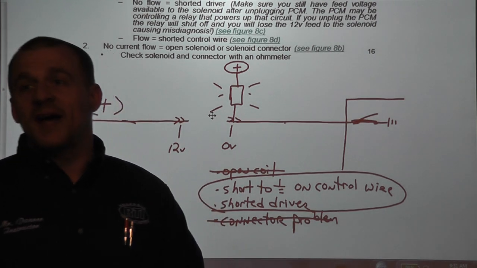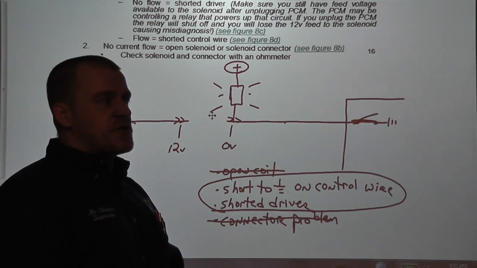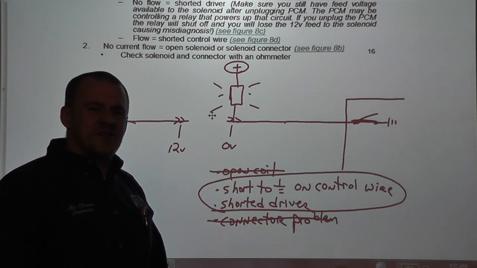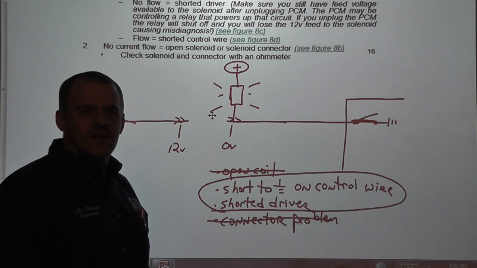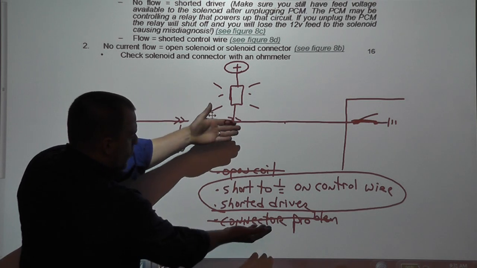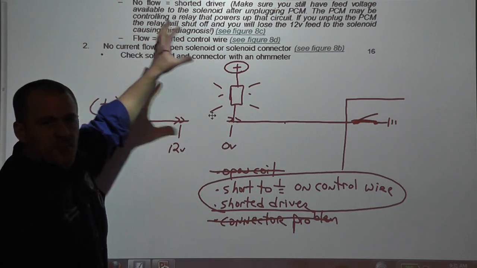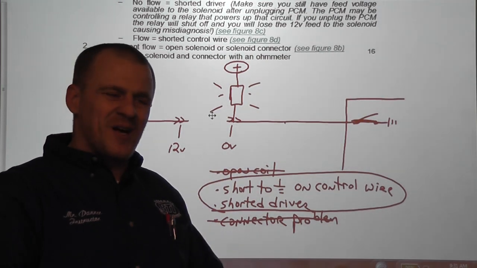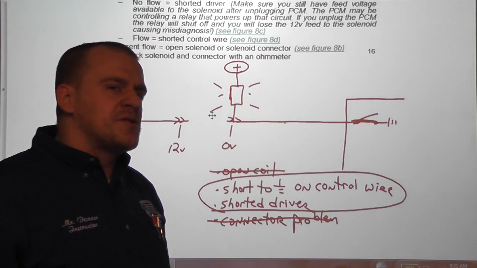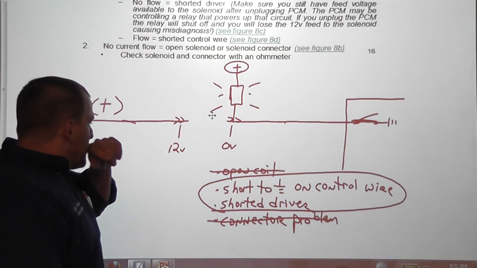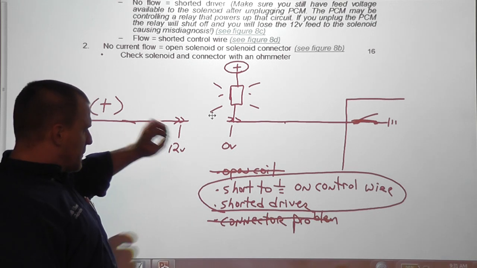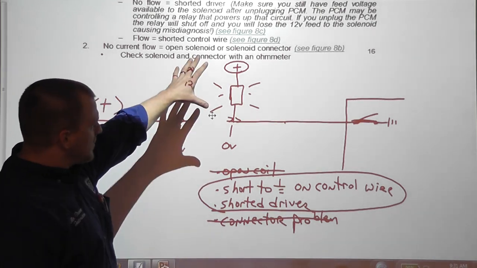So how do we address that? Let's say it was that. First thing is, if it was these two, we'd have current flow all the time, wouldn't we? And these two, there would be no current flow. That's why I have the amp probe up here too, as far as another method of identifying this problem. I'm not showing the amp probe one right now. Just do the test light. So there would be current flow all the time with a short to ground on the control, shorted driver. Our test light would be lit.